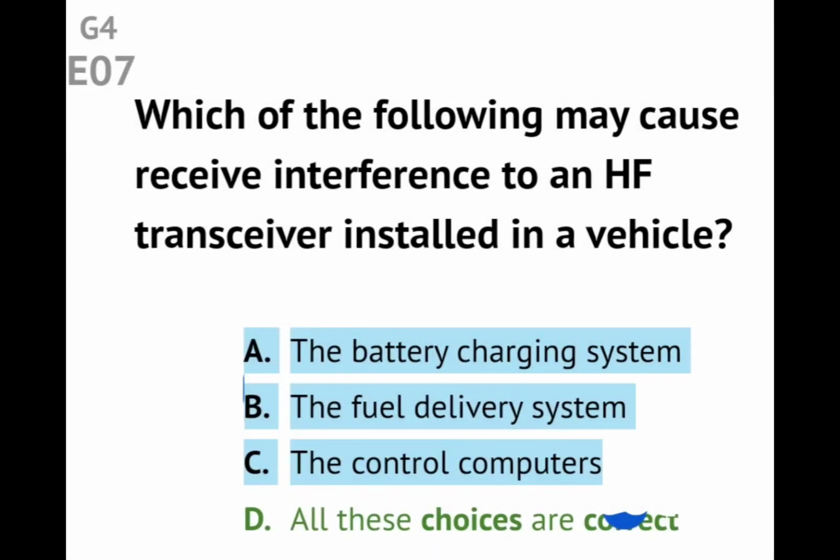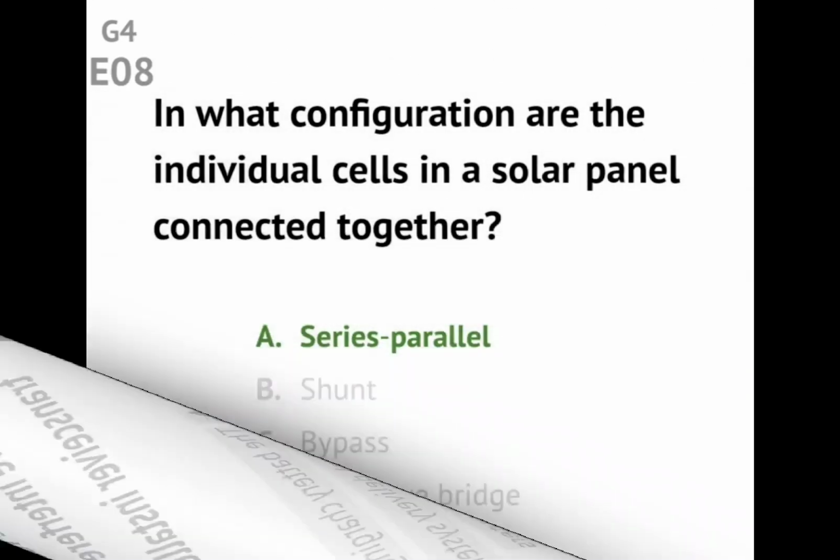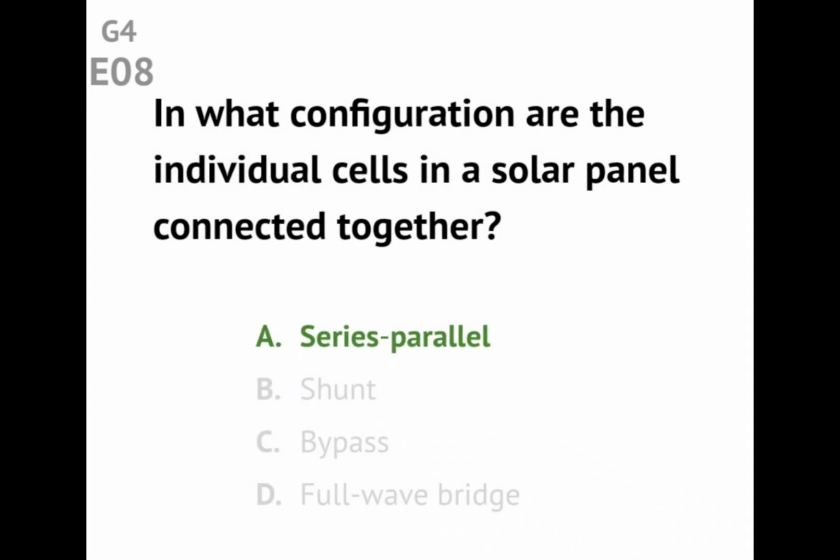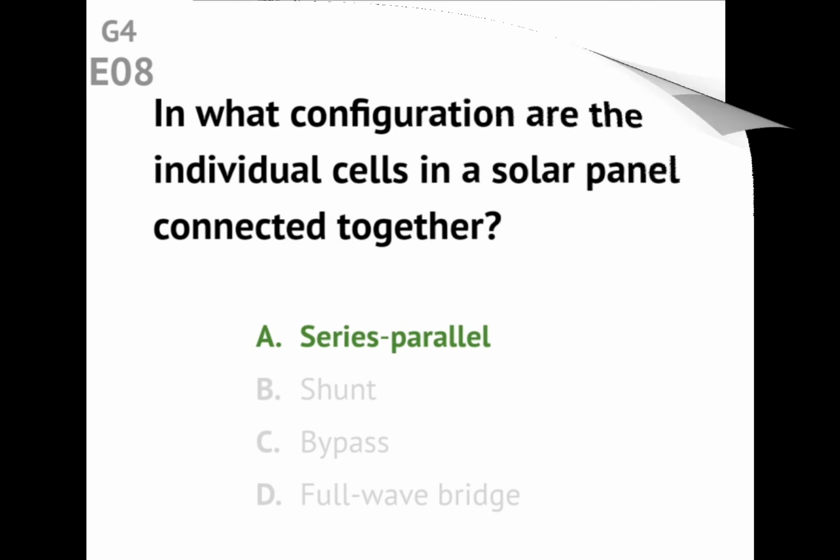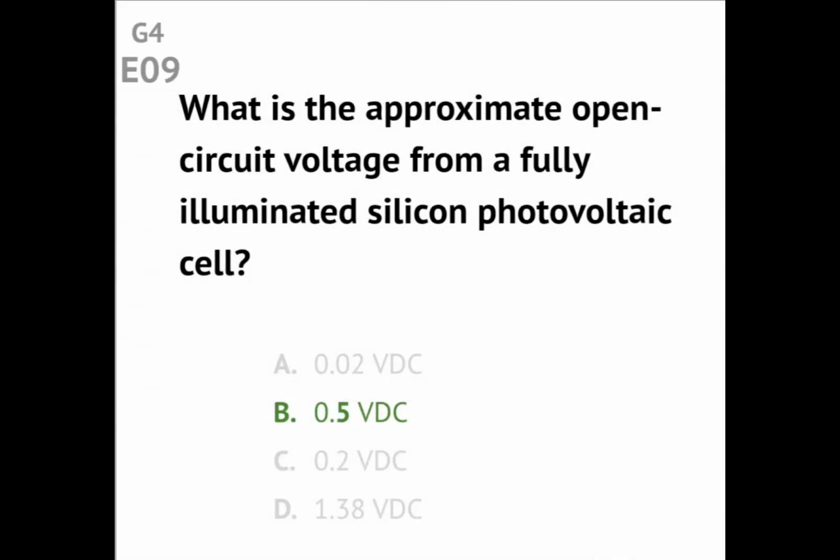Question G4E07. Which of the following may cause receive interference to an HF transceiver installed in a vehicle? Answer: all these choices are correct, which are the battery charging system, the fuel delivery system, the control computers. Question G4E08. In what configurations are the individual cells in a solar panel connected together? Answer: series parallel.